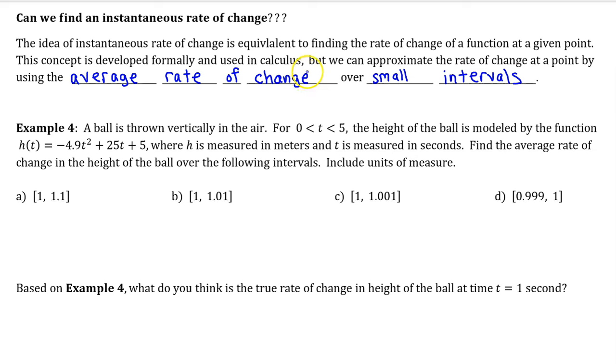We've been finding the average rate of change of a function over an interval, but can we find the instantaneous rate of change? The idea of instantaneous rate of change is equivalent to finding the rate of change of a function at a given point. The concept is developed formally and used in calculus, but we can approximate the rate of change at a point by using the average rate of change over small intervals.